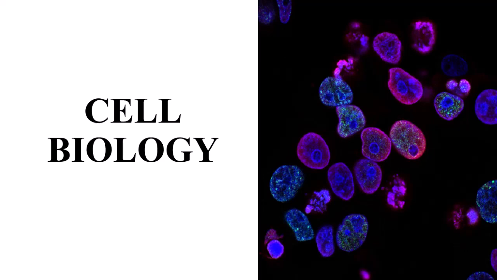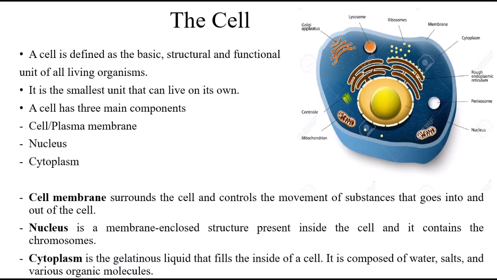And in today's lecture, I'll talk about the general information of a cell and further we will discuss the animal and plant cell. So let's start. Well, a cell is defined as the basic structural and functional unit of all living organisms. It is the smallest unit that can live on its own.